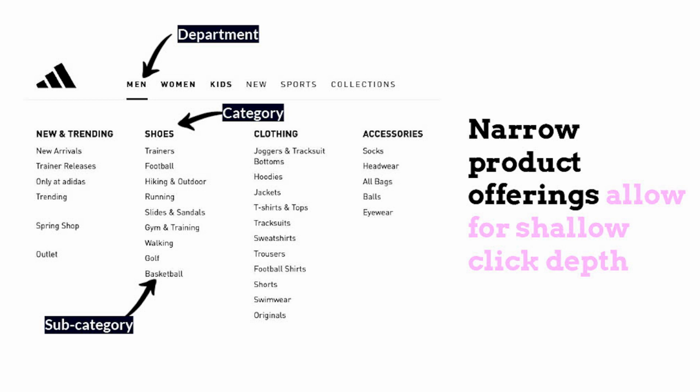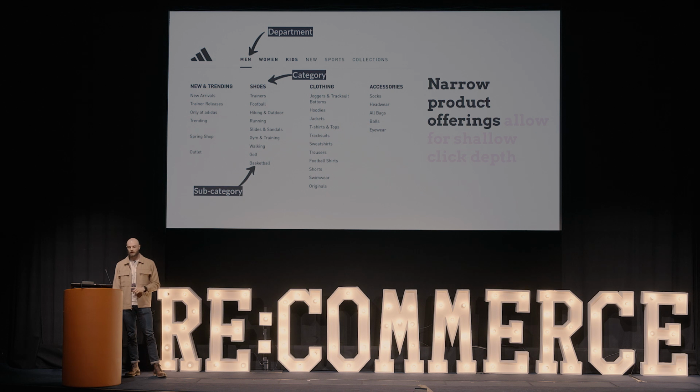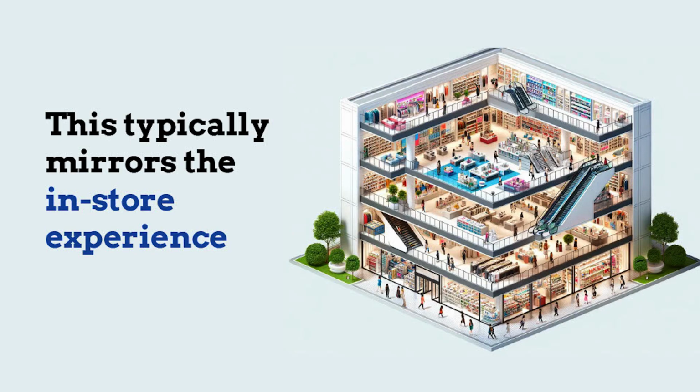So in this example, Adidas, we've got a department, a category, a subcategory. It's worth mentioning though that the Adidas site is a bit of an edge case, and I have an example of how they're building these categories through facets. So pretty much everything other than that top department page is a facet off an overarching shoes category, which I'll get into, and the problems that solves really. So this typically mirrors the in-store experience.